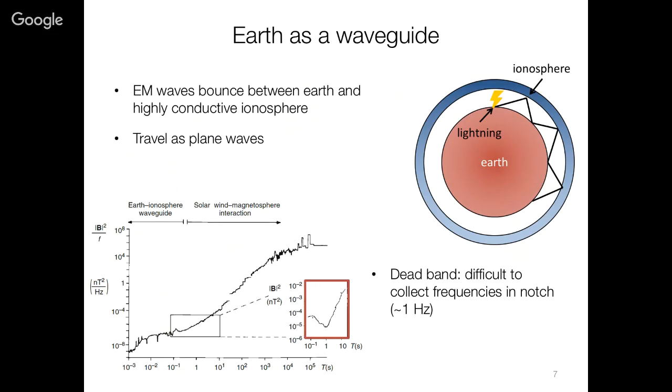The power of the natural ambient field looks something like this. This is periods, that's eight orders of magnitude in period. This is sort of the power of the magnetic field. It kind of goes up like that. There's a little bit of a notch in here at an interesting part, about a tenth to 10 seconds. But we can still get data.